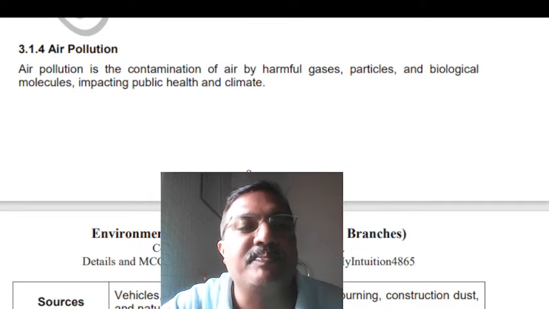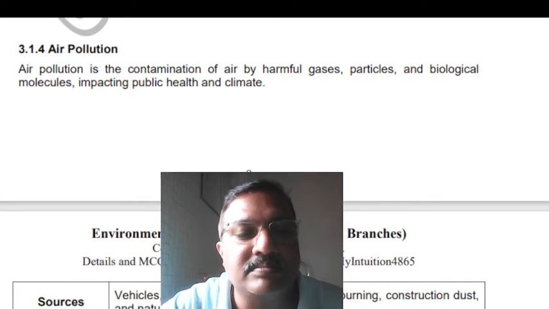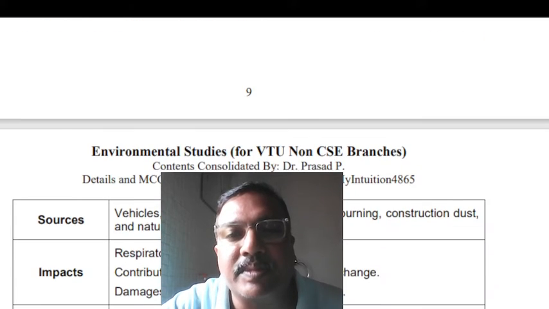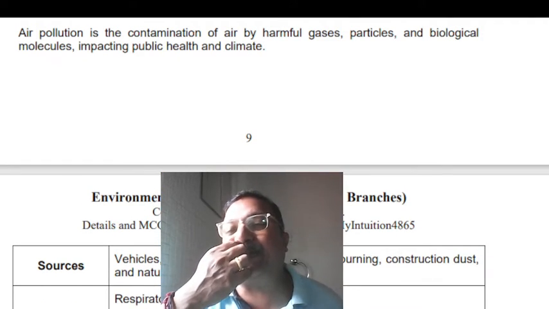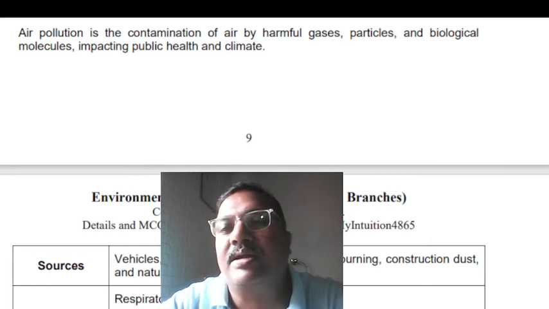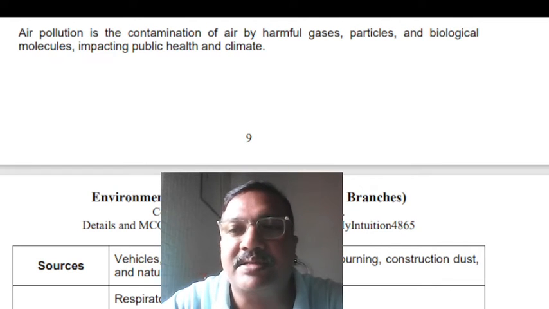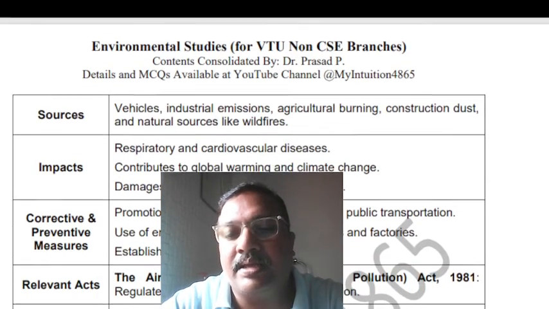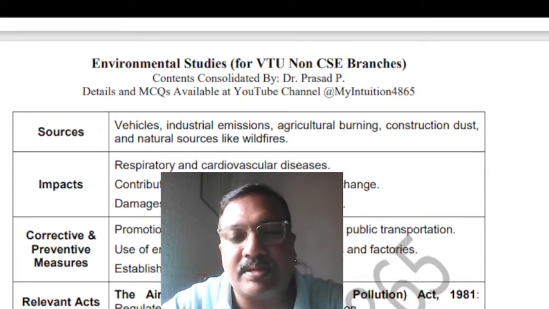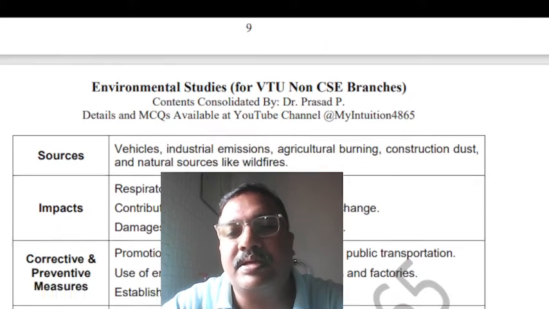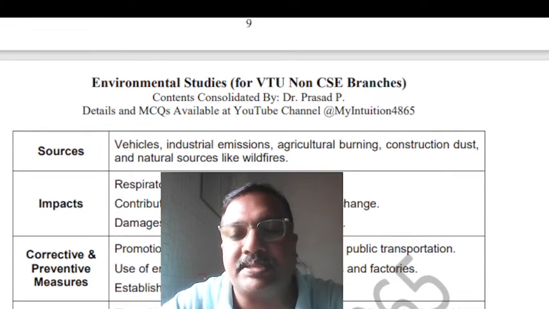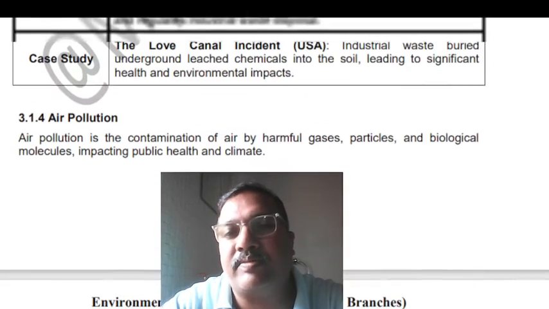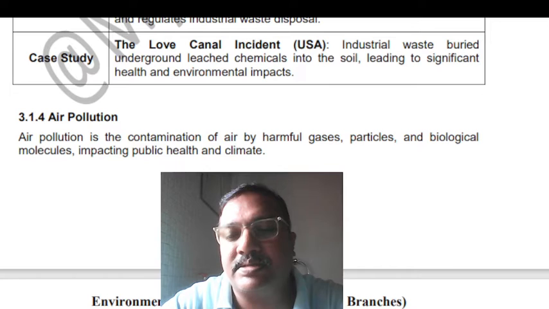Air pollution. It is the contamination of air by harmful gases, particles, and biological molecules, impacting public health and the climate. The sources, impact, corrective and preventive measures, relevant Act, and case study are given here, similar to soil and noise pollution. It is arranged the same way.